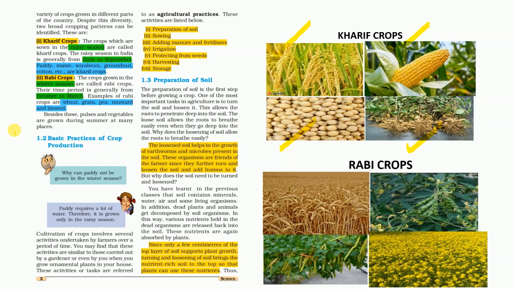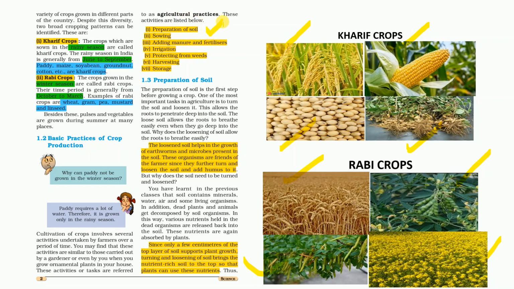And the Rabi crops are grown during the winter season from the month of October to March, and the crops which are grown are wheat, chana or gram, pea, and the oil plant mustard. So typically all the oil plants are grown as Rabi crops because they require less water.